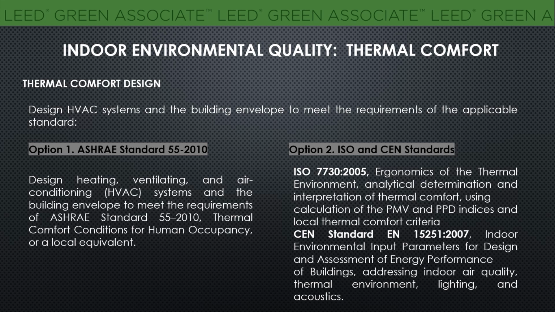Option 2 is the ISO standard and the CEN standard. The ISO standard is ISO 7730:2005, and it deals with the ergonomics of the thermal environment, analytical determination and interpretation of thermal comfort using the calculation of PMV and PPD indices and the local thermal comfort criteria. PMV is predicted mean vote and PPD is predicted percentage of dissatisfied. The PMV index has 6 variables: air temperature, air velocity, relative humidity, mean radiant temperature, clothing insulation and metabolic rate. The PPD is calculated using PMV.